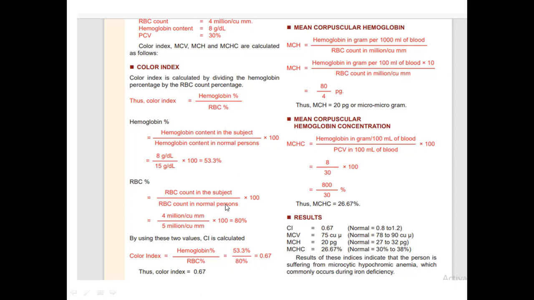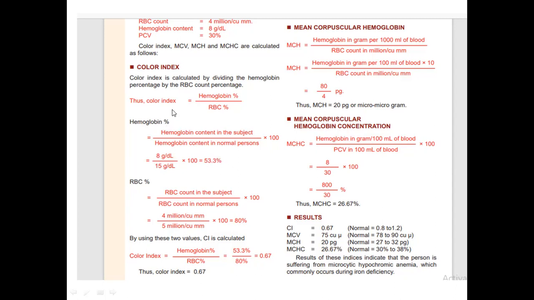The normal red blood cell count in an adult male, we said, is 5 million or 5.6 million. But here we're going to take 5 million as normal in a person that is healthy. But our patient has 4 million, as we said here. So we'll do 4 million divided by 5 million times 100. That will give us red blood cell percent. So our patient has a red blood cell percent of 80% and a hemoglobin percent of 53.3%.